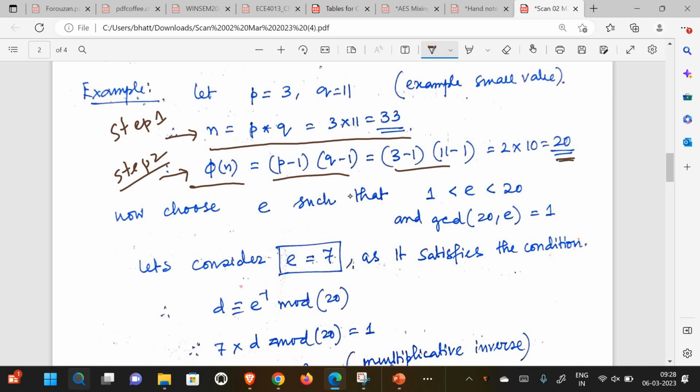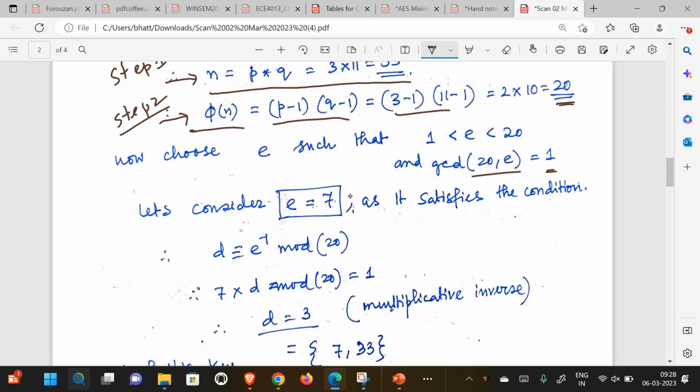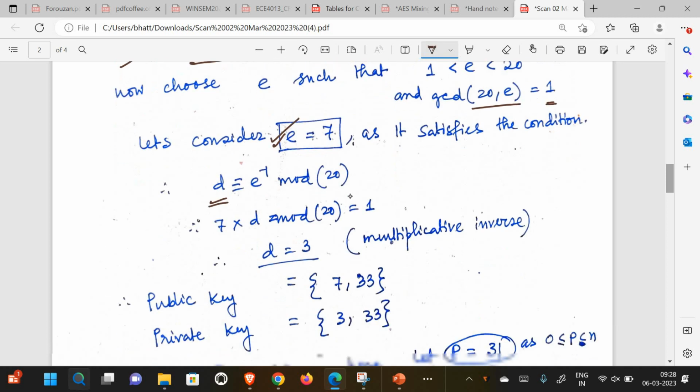So basically, from 1 to 20, you can choose any key such that the GCD of 20 and E is equal to 1. You have to choose anything between 1 and 20 which satisfies these two conditions. For the time being, let us take E equal to 7. We could have taken any other value also. The condition is satisfied: this is between 1 and 20, and the GCD of 20 and 7 is also equal to 1. So we find out what D is, which is the multiplicative inverse of it.